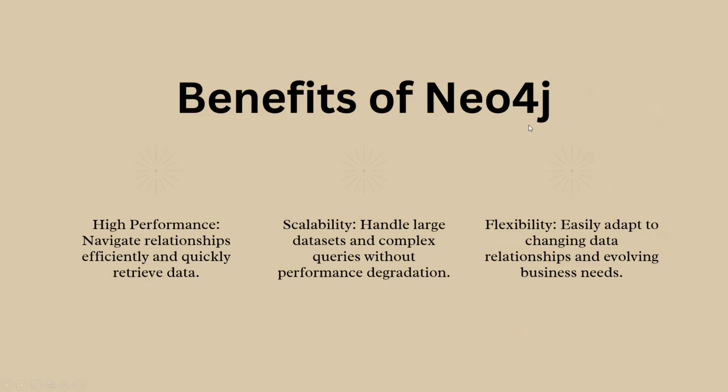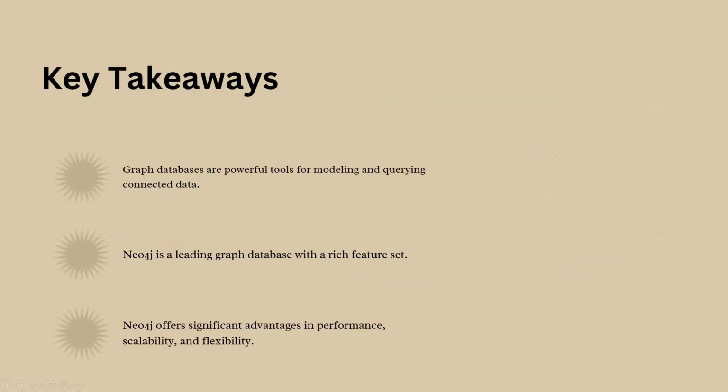Now, before we wrap up, some of the key takeaways which we have to remember: graph databases are very powerful tools for modeling and querying connected data. Neo4j is the leading graph database, which has a very rich feature set. And in this series, we are going to deep dive into Neo4j, including the syntax of the Cypher query language. One of the biggest advantages of Neo4j or graph databases is in performance, scalability, and flexibility.